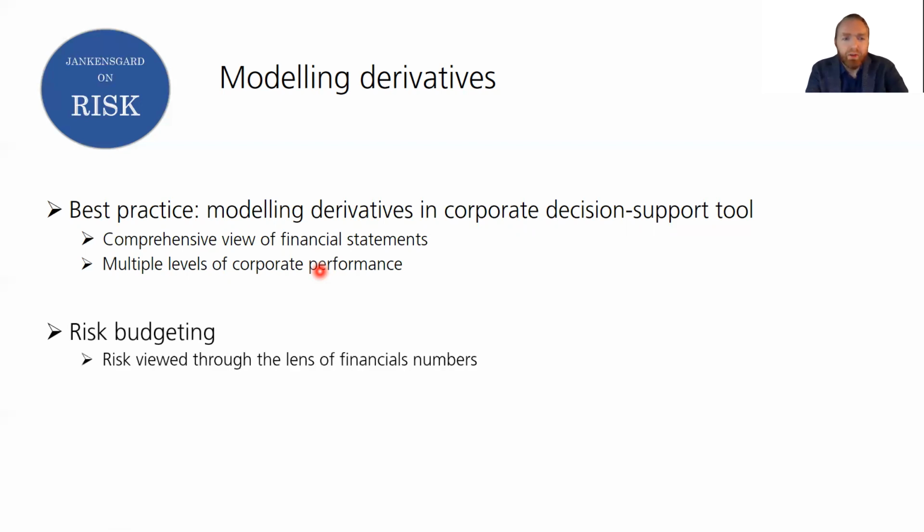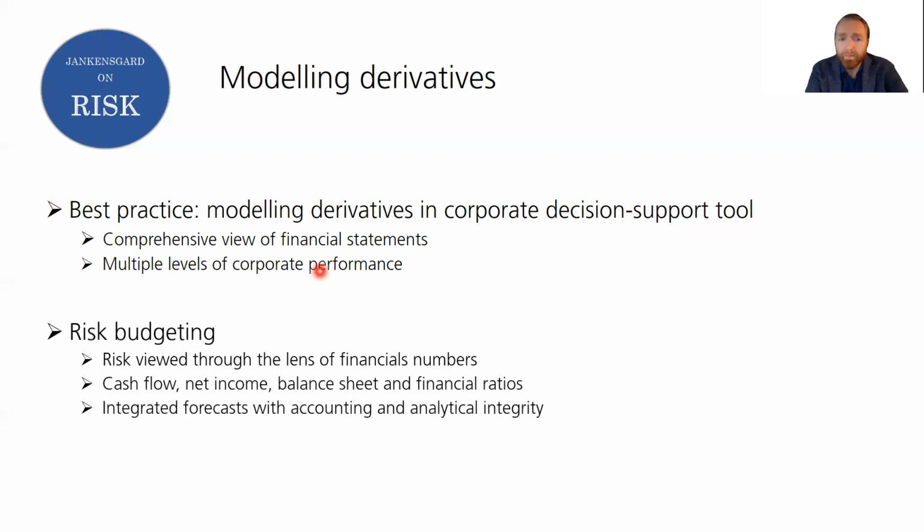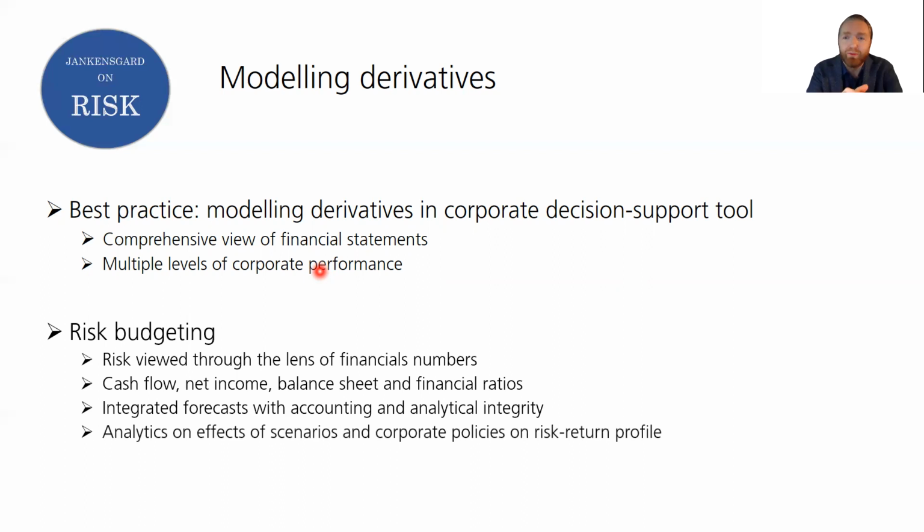So that is referred to here as risk budgeting, where we look at the risk of the firm as a whole through the lens of financial numbers, such as cash flow, then net income, etc. And the idea is to have this model have full accounting and analytical integrity, so as to be a reliable tool for decision support, right? And we run multiple scenarios and evaluate different policies within this framework.